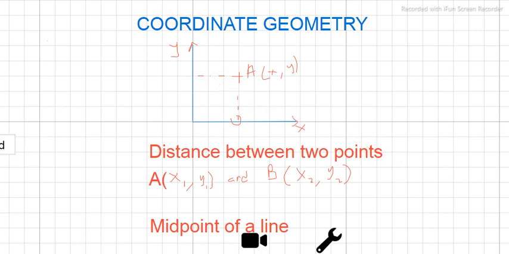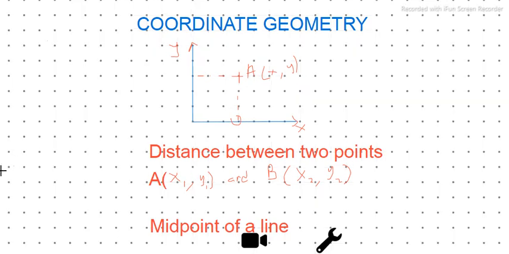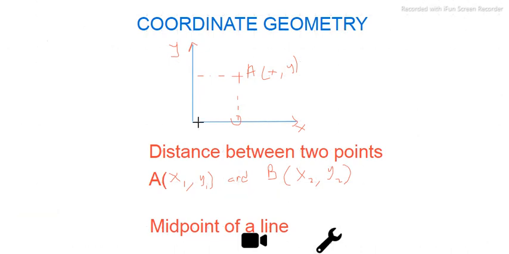Now the next thing we will do is, how do we determine the distance between 2 points? If we have 2 points in a Cartesian coordinate, how do we determine the distance between them? Let's take, for example, 2 points A and B. A has an x coordinate of x1 and a y coordinate of y1. B has an x coordinate of x2 and a y coordinate of y2.